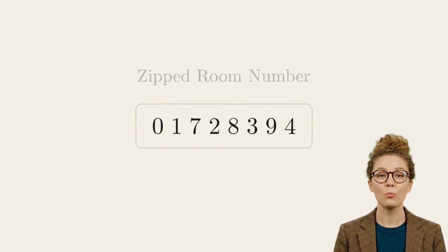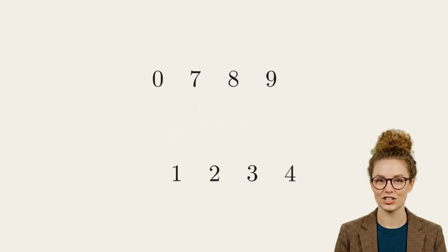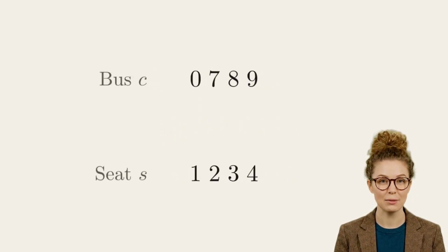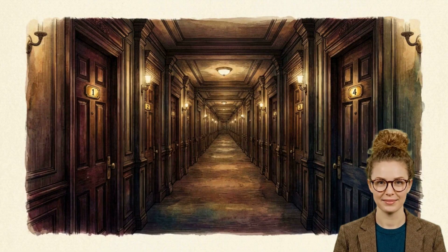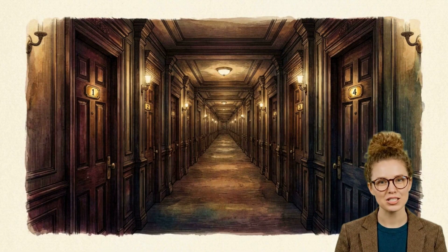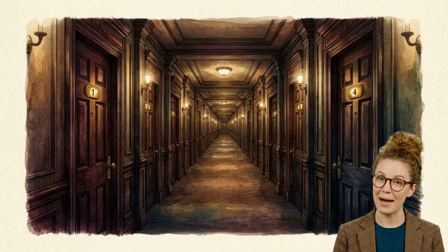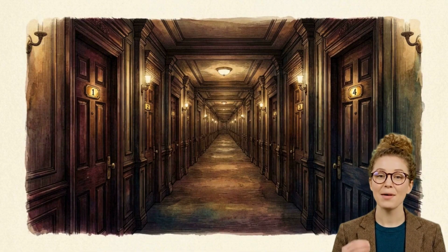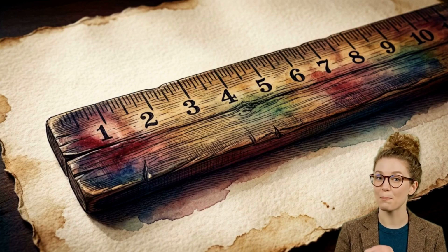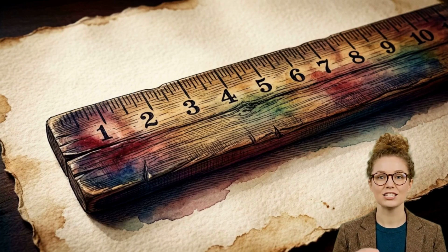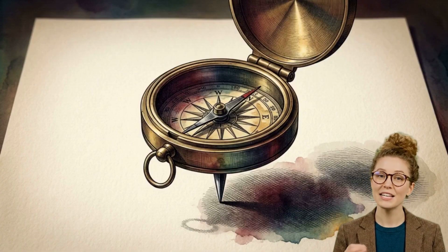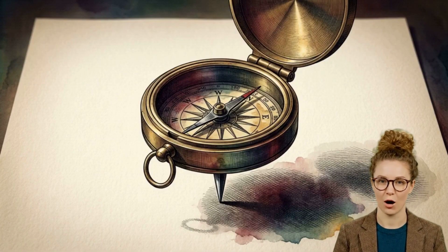01728394. We can reverse the process just as easily. Extracting the alternating digits makes the original seat and bus numbers reappear. This method fills every room sequentially. Every integer corresponds to a passenger, and every passenger has an integer. But this trick is tied to the rules of our base 10 number system. To find a universal truth, we need a solution based on pure geometry.